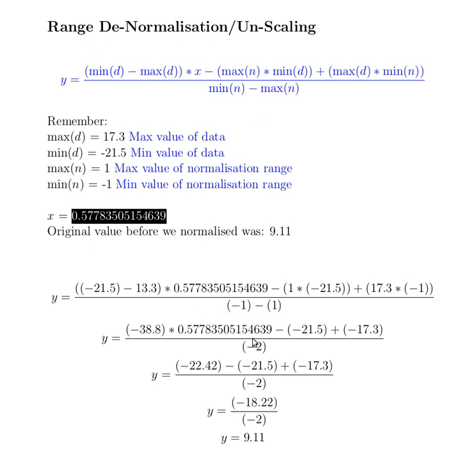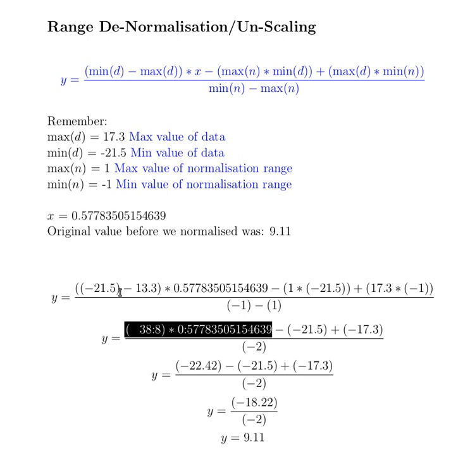So -1 minus 1 will be -2, as you can see here, and then these values will result as this after applying the subtraction and then the multiplication there, and then we just apply the multiplication here, and we end up with minus 22.42 minus 21.5 plus minus 17.3 over -2, and we end up with minus 18.22 over -2, which is 9.11. So there you go. Then we are successful in getting the original value back using the new value.